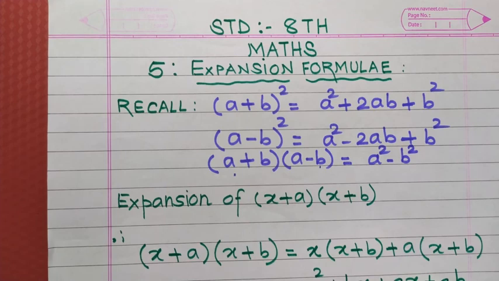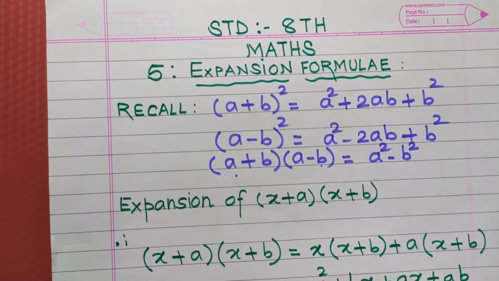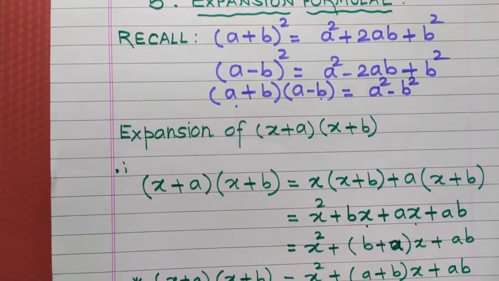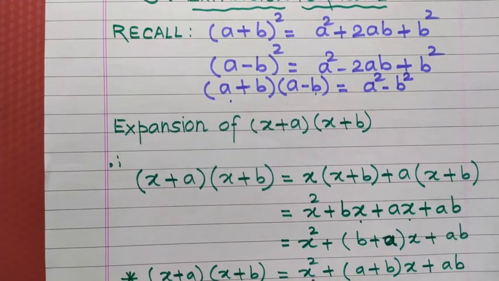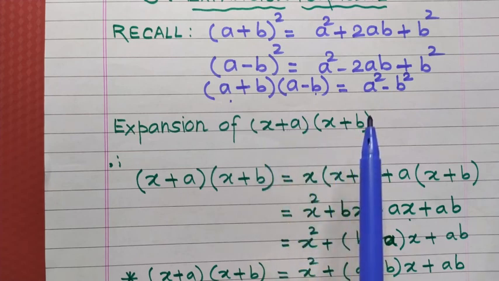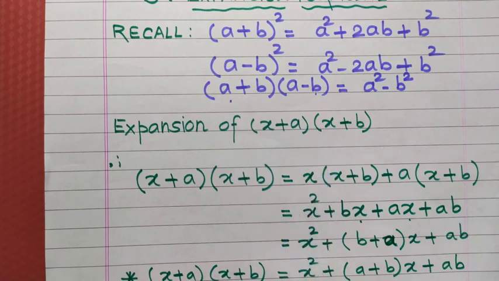Now, today in standard 8th, we are going to see expansion of (x plus a) into (x plus b). These are two binomials with one term in common, and a and b are unequal terms. So therefore, (x plus a) into (x plus b), as we'll start multiplying.